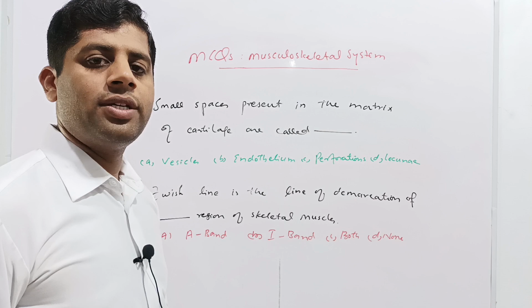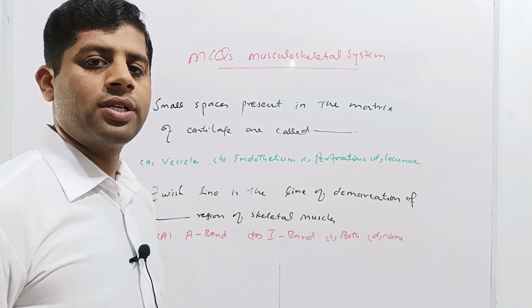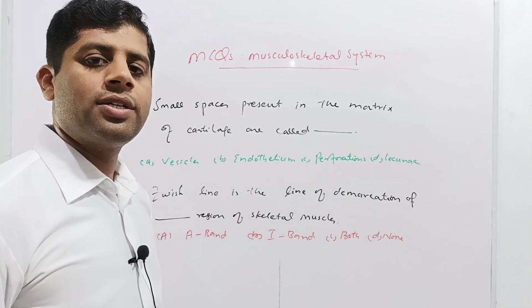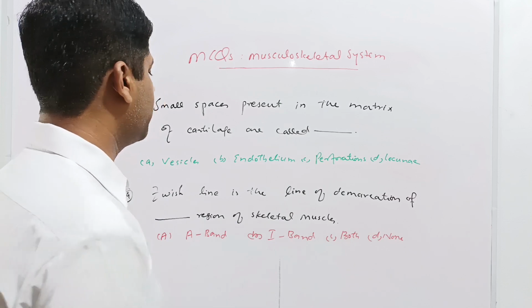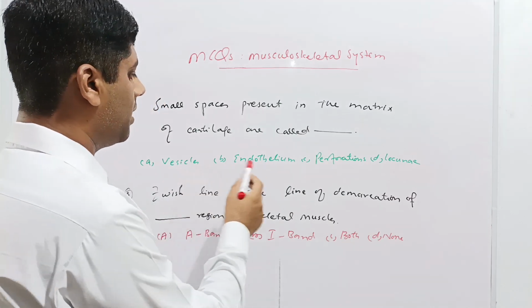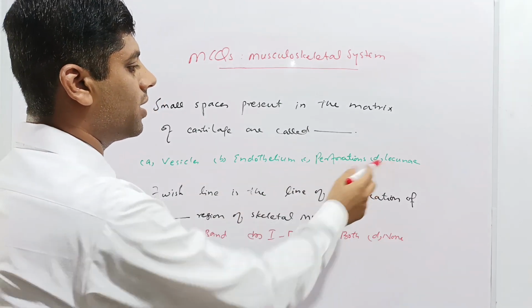Next question is, small spaces present in the matrix of cartilage are called dash. In case of cartilage, there is a matrix or energy-rich solution present in the cartilage cells, and in this matrix there are certain spaces. These spaces are asked here. Given options are vesicles, endothelium, perforations or lacunae.